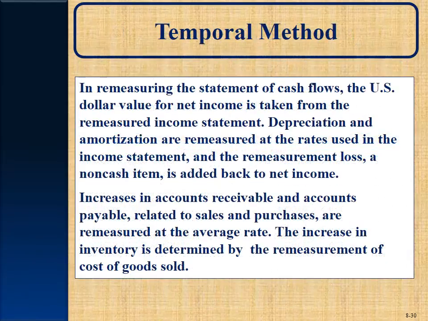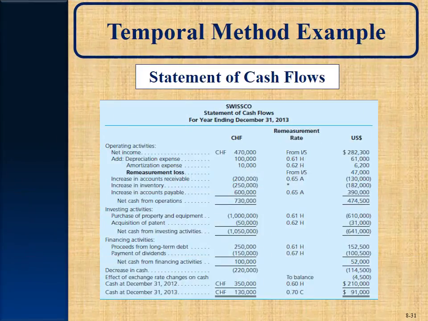It's also of cash flow. In remeasuring the statement of cash flow, the US dollar for net income is taken from the remeasured income statement. Okay, so that's that 282,300. And then you go through and use the different rates. You could take a look at that. I'm not focusing on that as much. I'm focusing on that balance sheet, income statement, statement of retained earnings. And there's your conversion for Swissco under the temporal method.